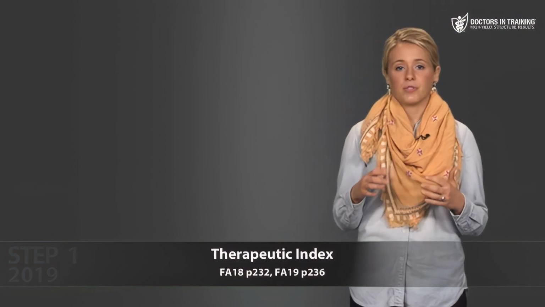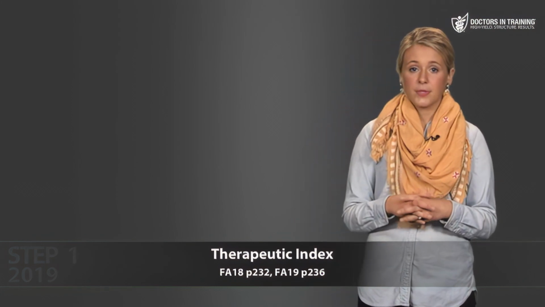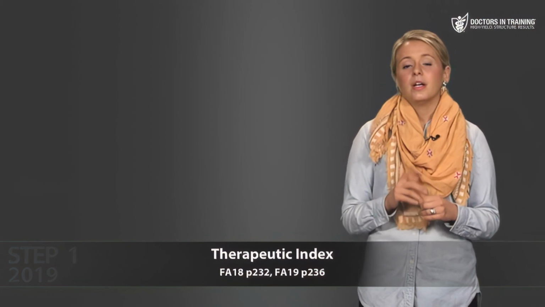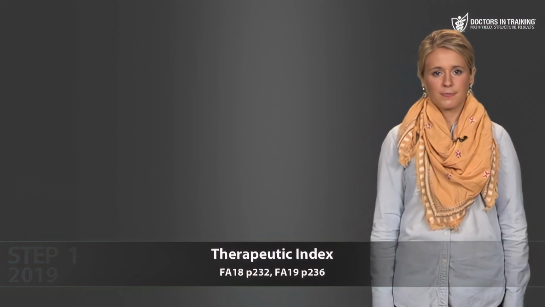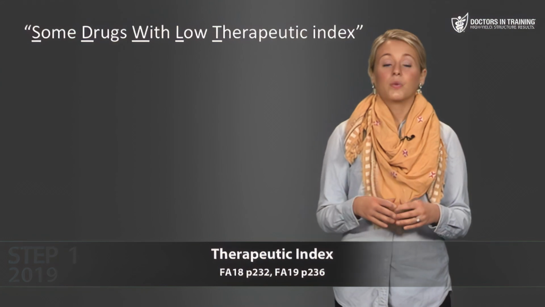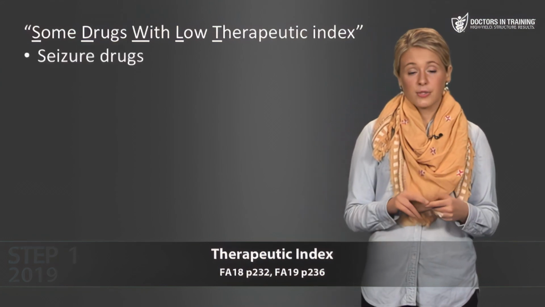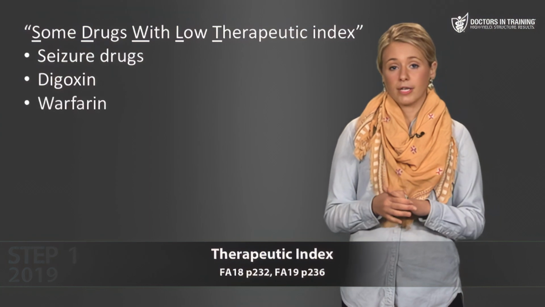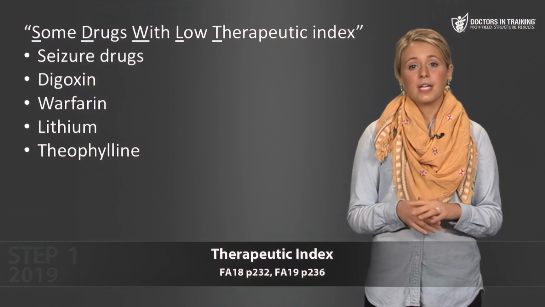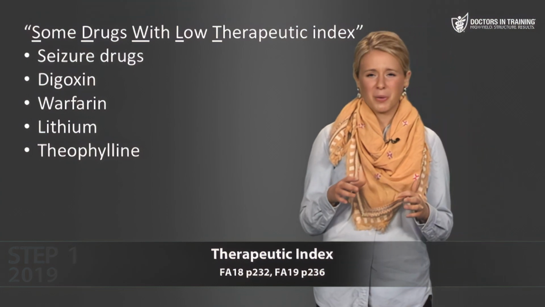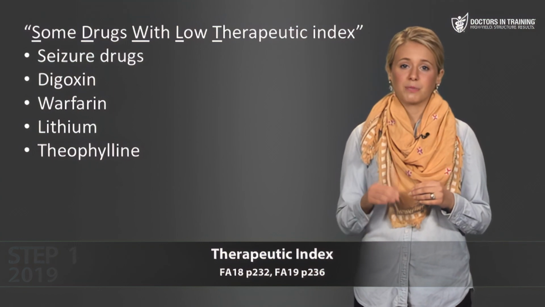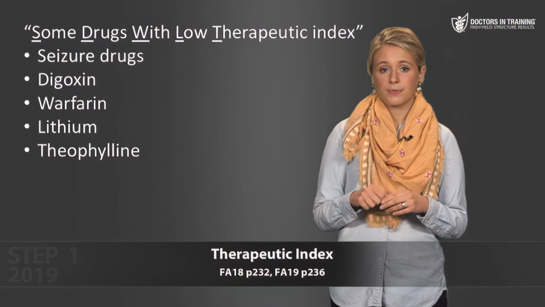So what are some examples of drugs with a low therapeutic index, where the toxic dose is only a tiny bit higher than the effective dose? A student sent us a nice little mnemonic for these, which is some drugs with low therapeutic index, which stands for seizure drugs, digoxin, warfarin, lithium, and theophylline. These are all drugs that we have to monitor on a regular basis. Low therapeutic index means the effective dose is pretty close to the toxic dose.